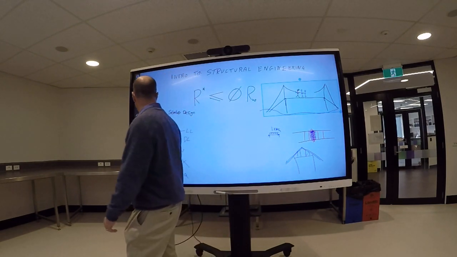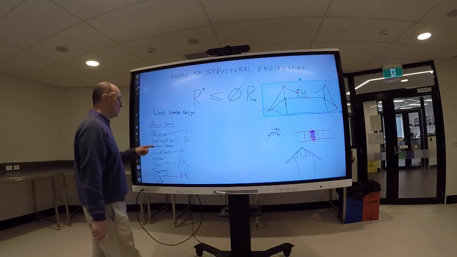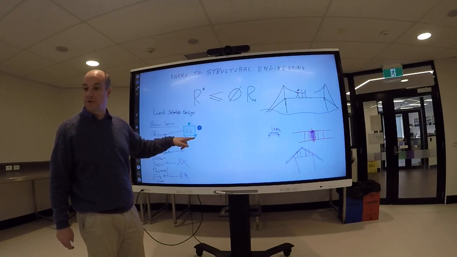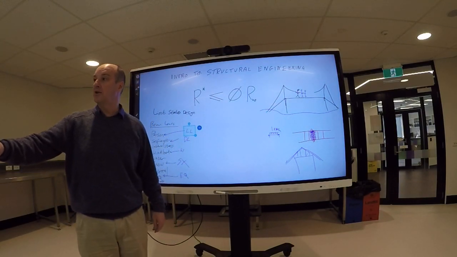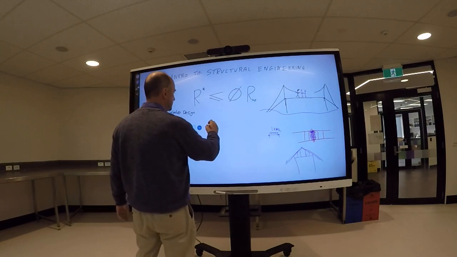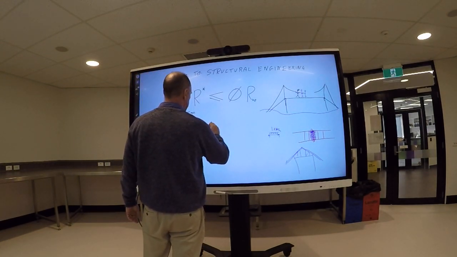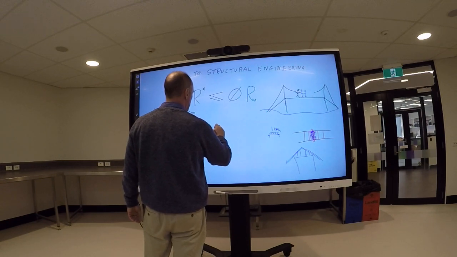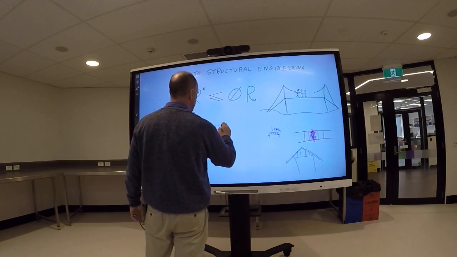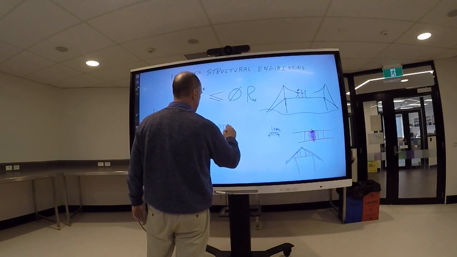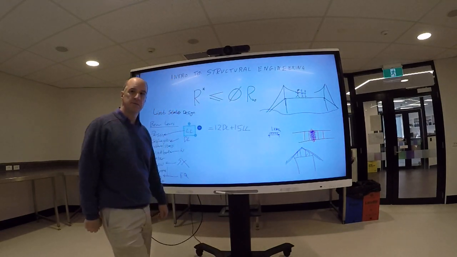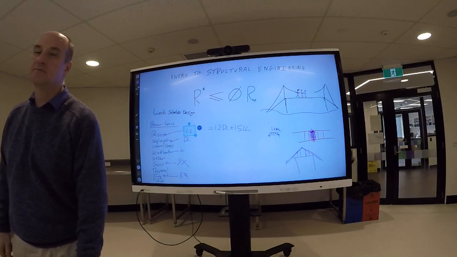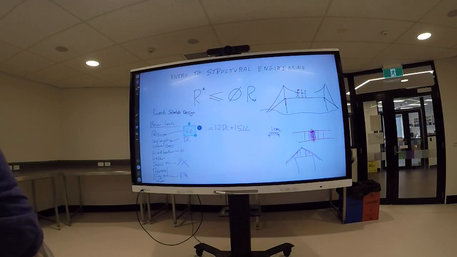What we do though is we exaggerate these dead loads and live loads. If you look in AS 1170, the formula is in there about how you want to do it. The load action equals 1.2 times dead load plus 1.5 times the live load.